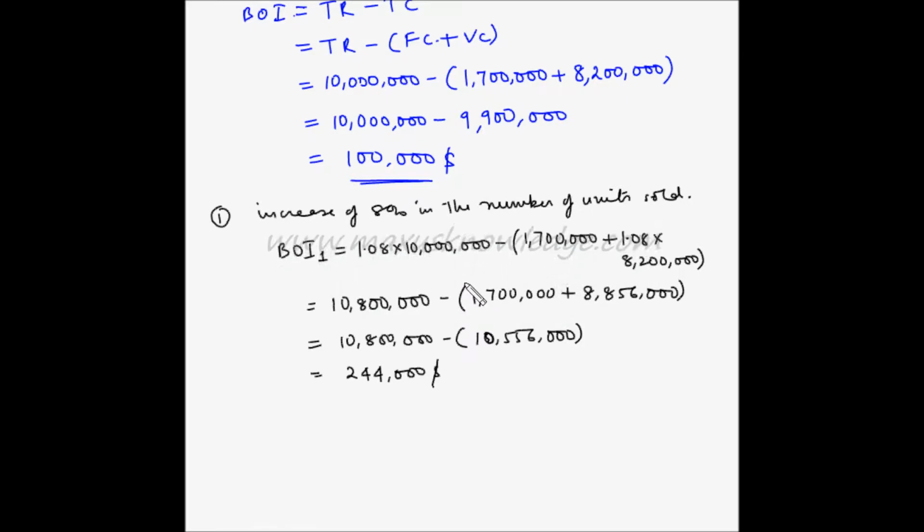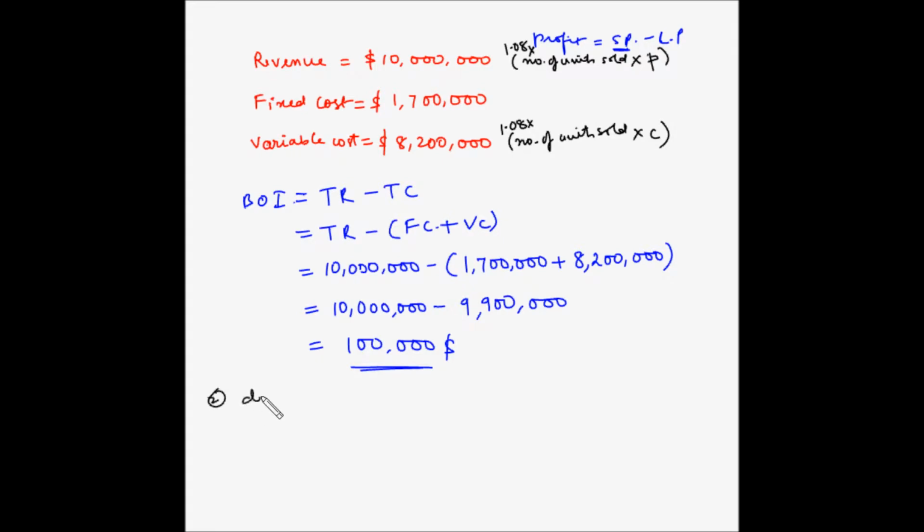Now let's find out what is the impact on the budgeted operating income if the number of units sold decreases by 8%. So second is a decrease of 8% in the number of units sold. In this case, both revenue and variable cost will be impacted. However, because there is a decrease, we will multiply by 0.92. Here I'm considering 1 as 100%, and if 8% is reduced, 0.08 has to be reduced from 1.